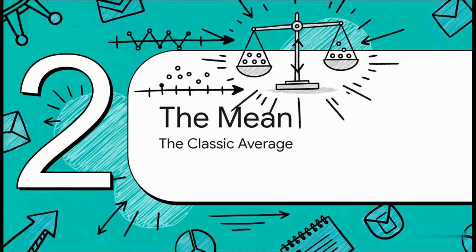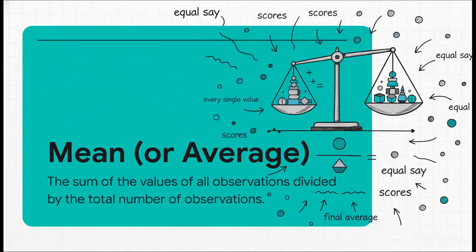All right, now that our data is all nicely organized, let's find its center. And we're going to start with the one you probably remember from school, the mean. You can think of the mean as the data's center of gravity. It's pretty straightforward. You just add up every single value and then divide by how many values there are. The key thing to remember is that every single score, from the very highest to the very lowest, gets an equal say.